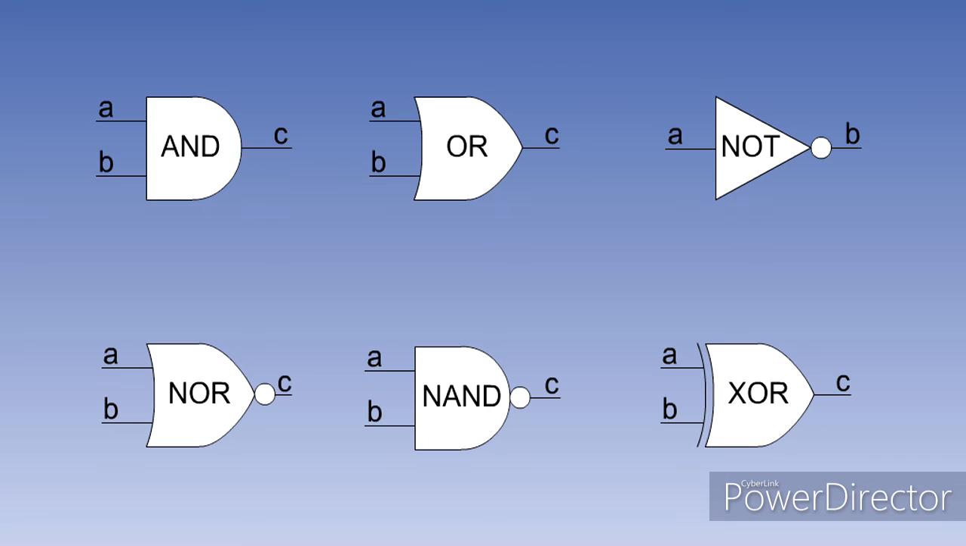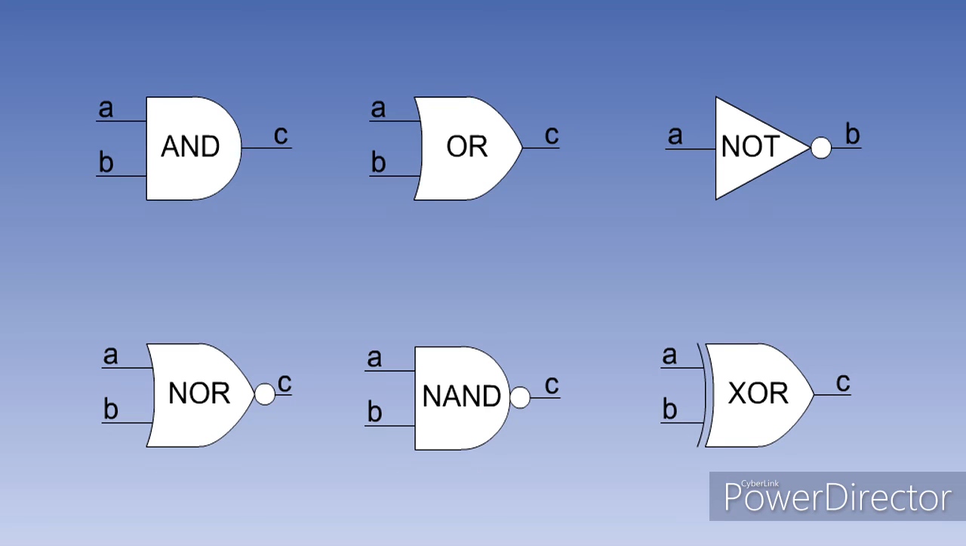There are 6 commonly used logic gates. They are the AND, the OR, the invert or NOT, the NOR, the NAND, and the exclusive OR gate. The name of each gate represents the function it performs. Each logic gate has a symbol of a specific shape.